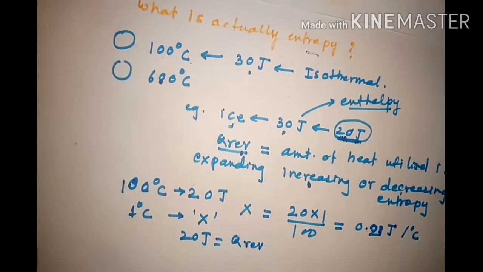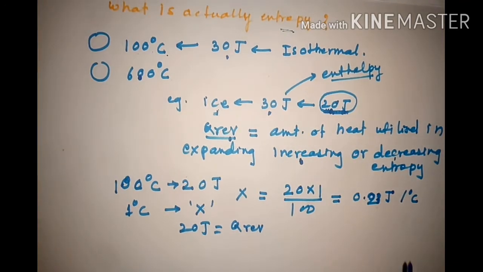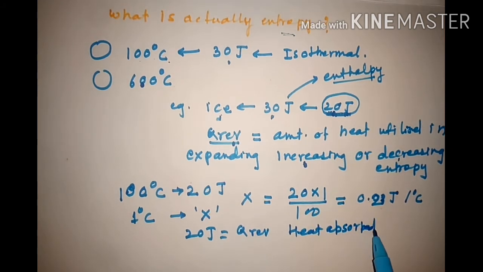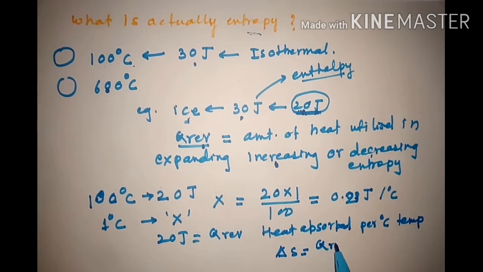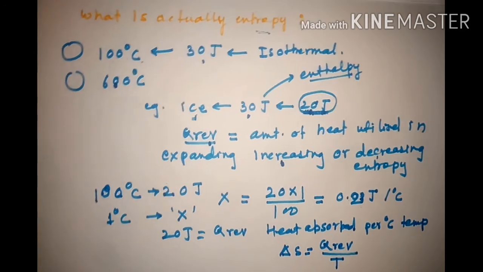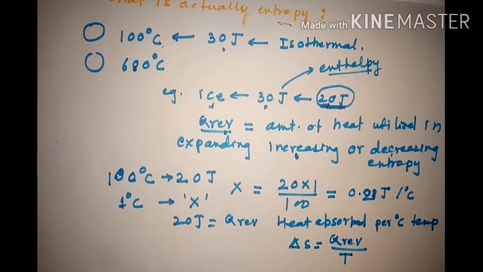So that is the heat absorbed per degree Celsius, that is, per unit temperature, which is nothing but delta S, equal to Q reversible upon T. Remember, we can calculate delta S, that is the change in entropy, due to the 20 joules of energy absorbed here. Got it? So at 100 degrees Celsius, 0.2 joules per degree Celsius of heat is absorbed or released by the system, which is what we call Q reversible.